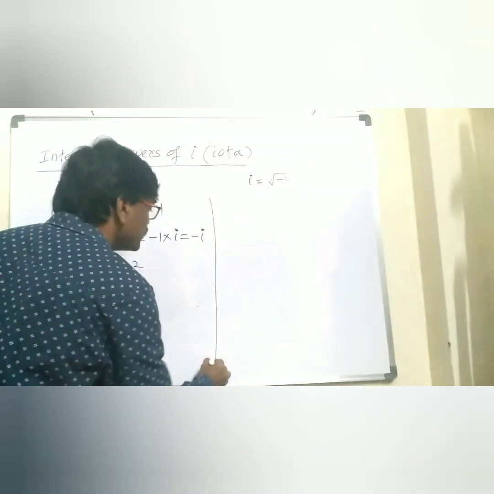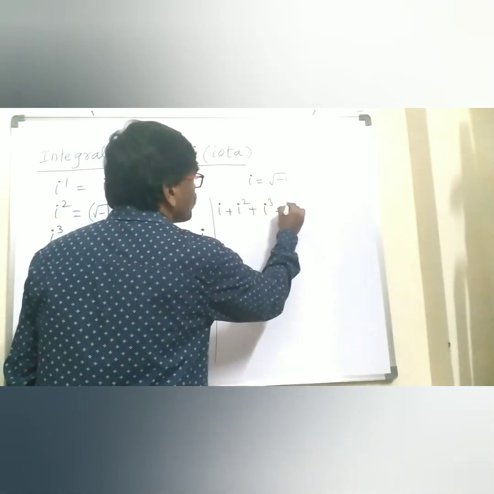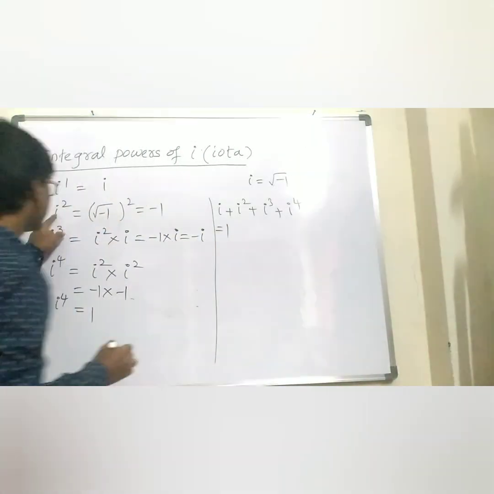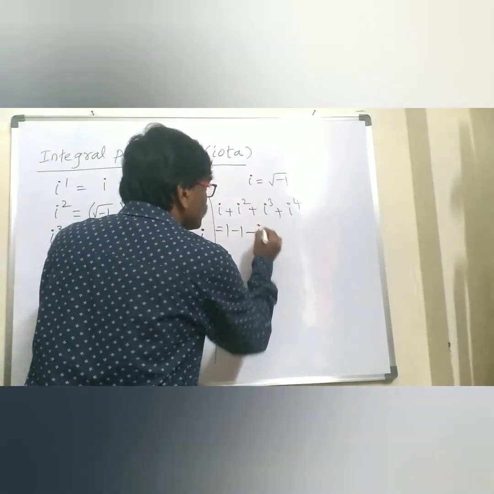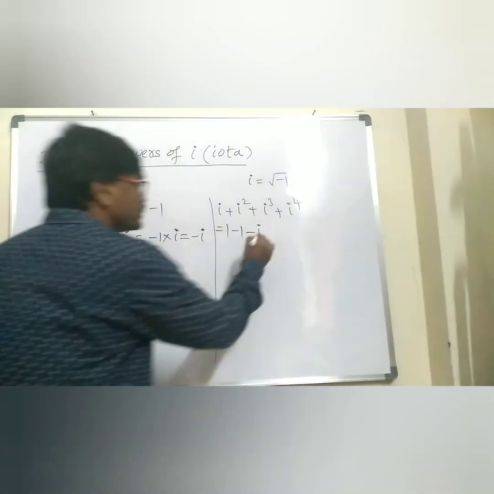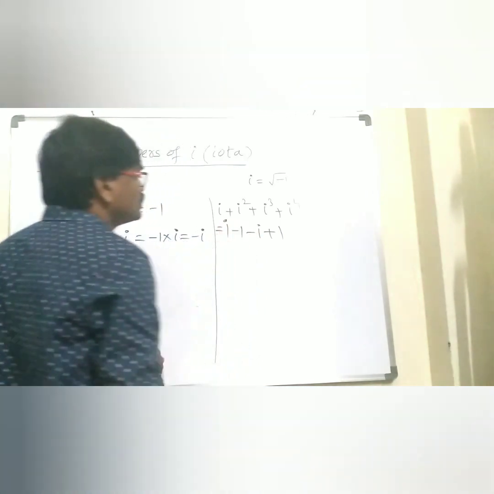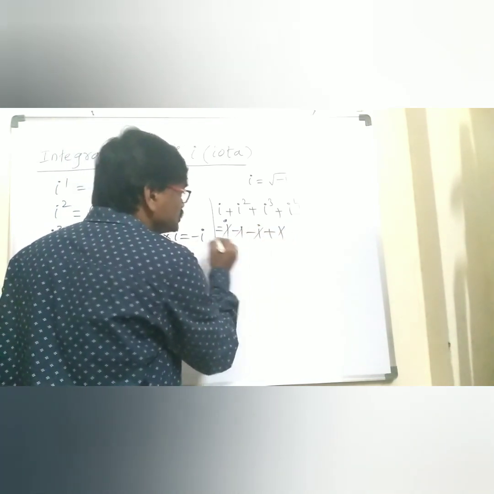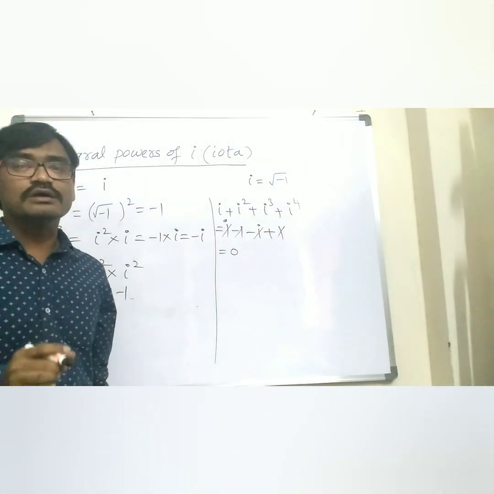Now students, let us add i plus i square plus i cube plus i power 4. i power 1 value is i, students. Next, what is your i square value? Minus 1. What is your i cube value? Minus i. And last one, i power 4 value is 1. Then what happens, students? All terms are cancelled. You will get 0. Therefore, the sum of consecutive powers of iota is 0, students.